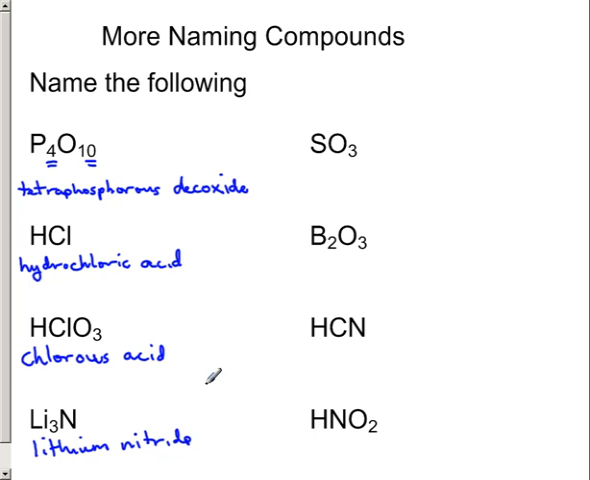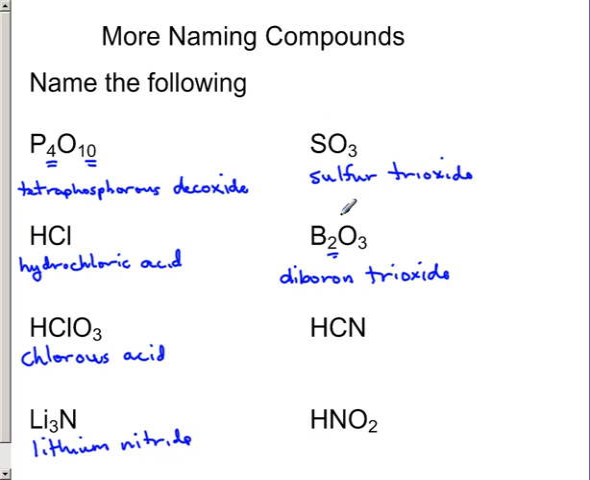SO3, it's molecular, 2 nonmetals, sulfur trioxide. That one does get prefixes because it's molecular. B2O3, that's molecular, prefixes. This one has 2, so it needs a prefix. Diboron trioxide.